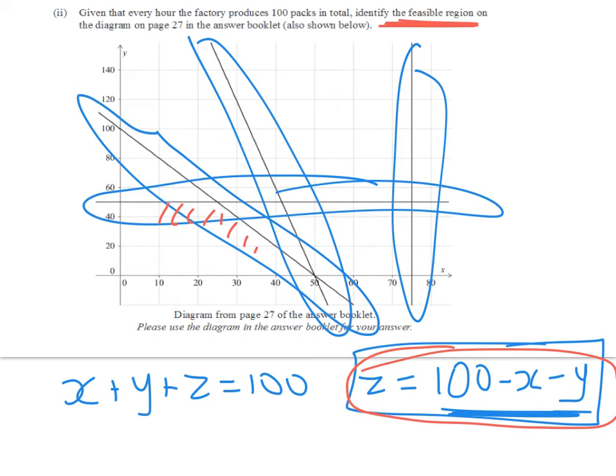The reason that I shade out is because it makes it easier to see the leftover bit, which is the feasible region. Okay, so it doesn't matter if you shade in or out as long as your answer is clear, but I find shading out easier. Okay, so let's take a look at each of these things.